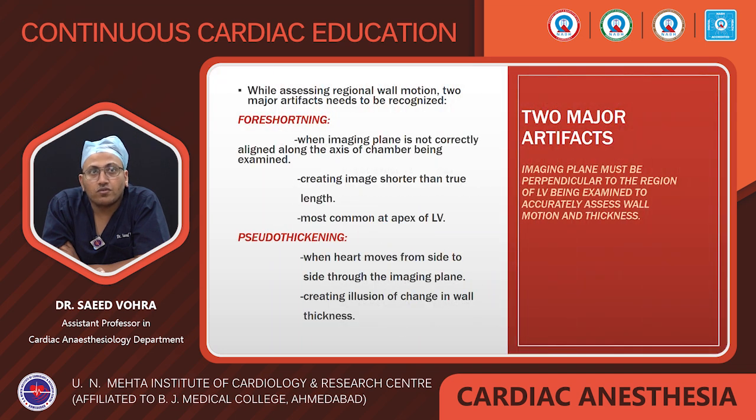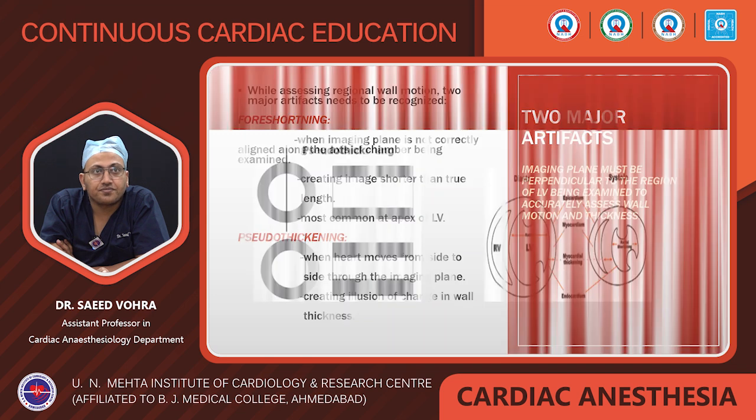While assessing the regional wall motion, one will encounter two major artifacts which need to be borne in mind. One is foreshortening, another is pseudo-thickening. Foreshortening occurs when the imaging plane is not correctly aligned along the axis of the chamber being examined. So it creates an image which is shorter than the true length. It most commonly occurs at the LV apex. Pseudo-thickening occurs when the heart moves from side to side through the imaging plane, thus creating an illusion of change in wall thickness. Hence, imaging plane must be perpendicular to the region of LV being examined to accurately assess the wall motion and the thickness.